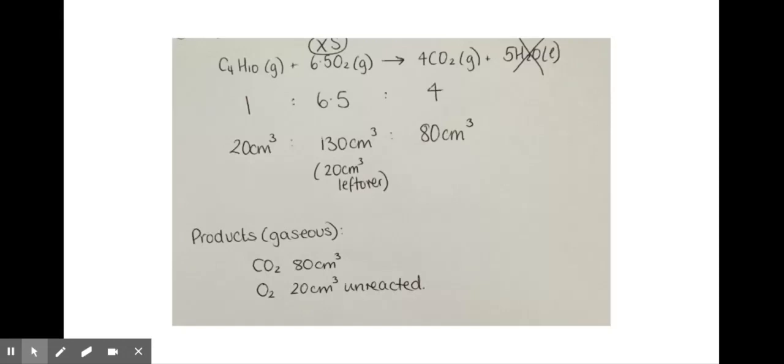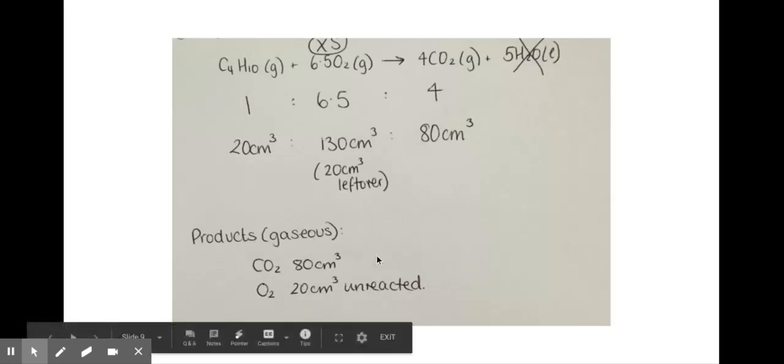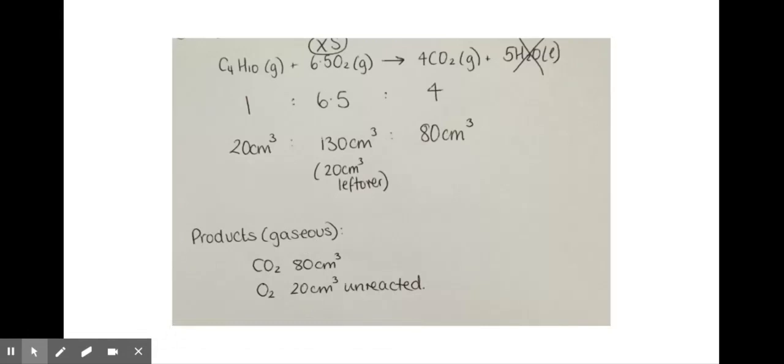If we then use our butane to CO2 mole ratio, we have 1 to 4. That means the 20 centimetres cubed of butane is going to produce 80 centimetres cubed of CO2. So the gaseous products we have then are 80 centimetres cubed of CO2 and 20 centimetres cubed of unreacted O2.